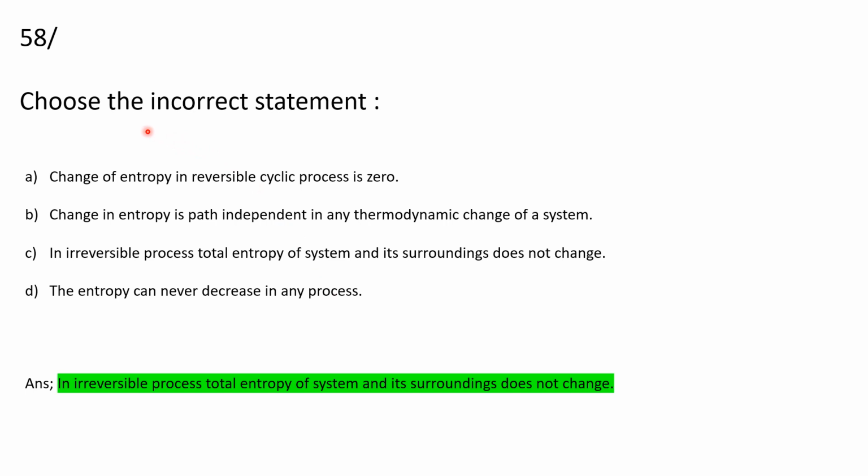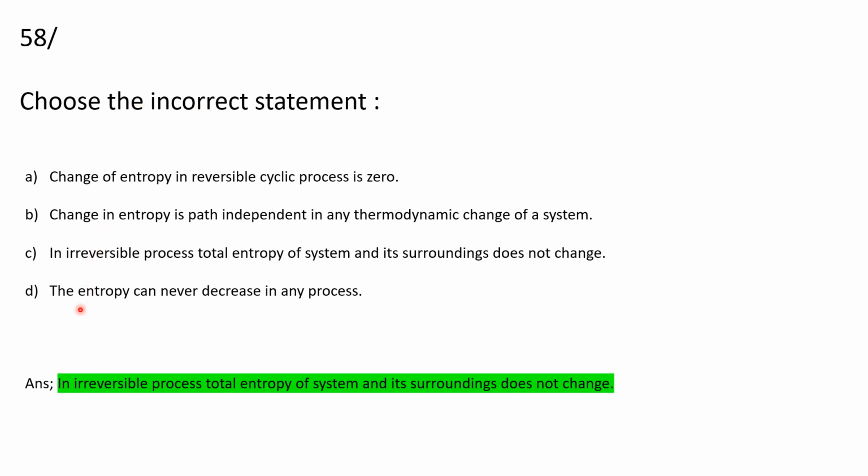Then, choose the incorrect statement. The options are: change of entropy in a reversible cyclic process is 0. This is the right statement. Change in entropy is path independent in any thermodynamic change of a system. Because this is a state function, entropy is path independent. This is also a correct option. In an irreversible process, the total entropy of the system and its surroundings does not change. This is the incorrect one. So this is the right answer here, since it has been asked to choose the incorrect statement.